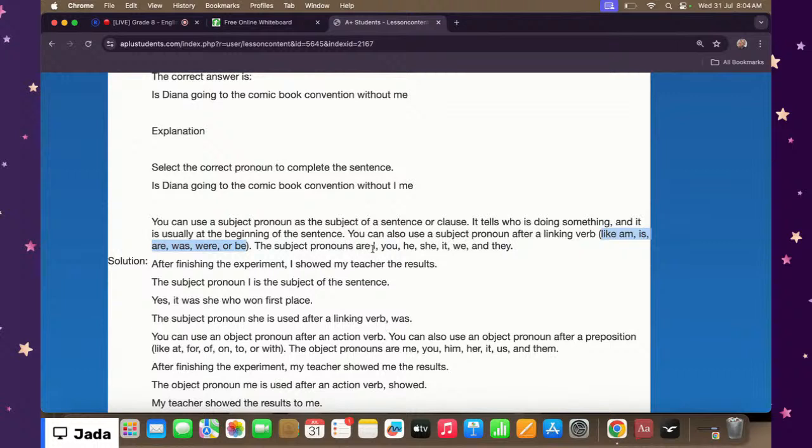The subject pronouns are I, you, he, she, it, we, and they. These are the basic subject pronouns that you can use in sentences. They can start the sentence or tell us what the person is doing in the sentence. For example, you say, they are having rice for dinner. So the word they there signifies who is doing something in the sentence.